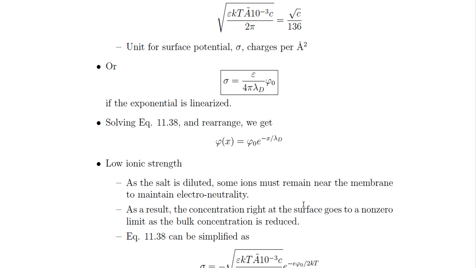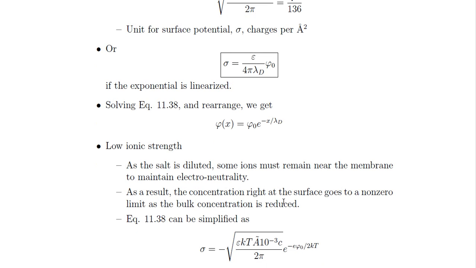So at low ionic strength, as the salt is diluted, some ions must remain near the membrane to maintain electroneutrality. So ions attach to the membrane. As a result, the concentration right at the surface goes to a non-zero limit as the bulk concentration is reduced. So you can see that most of the ions are at the membrane, and the ions in the solution are reduced.